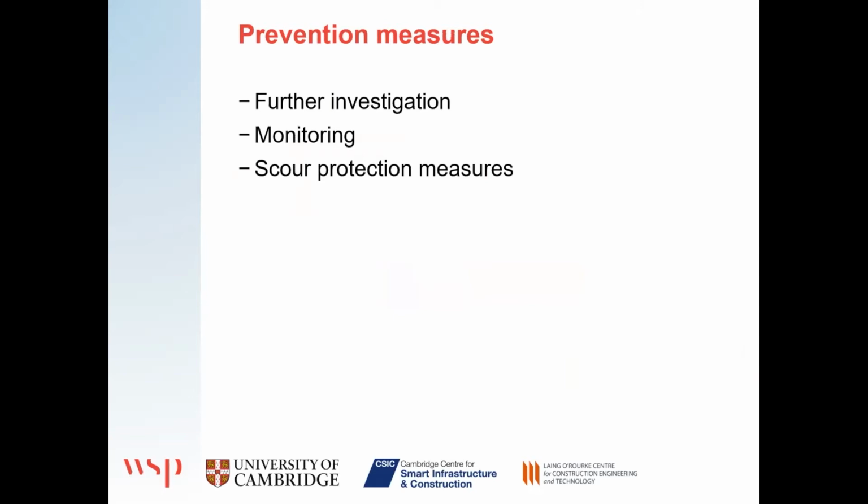The sorts of preventative measures that can be implemented can be things like doing further investigation, doing some more detailed analyses, implementing monitoring measures to try and measure the amount of scour that is occurring, or to provide warning if things are getting worse, and protective measures to make bridges less vulnerable to scour, which could be constructing aprons around foundations to prevent scour development in localized areas, or changing the shape of piers, things like that.